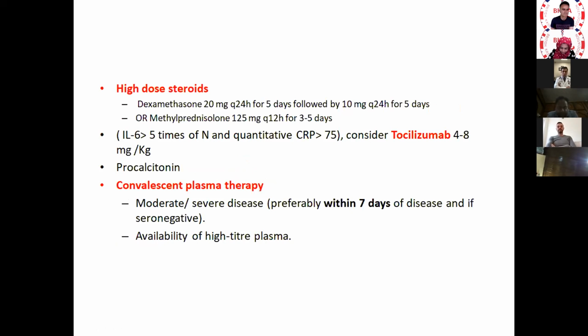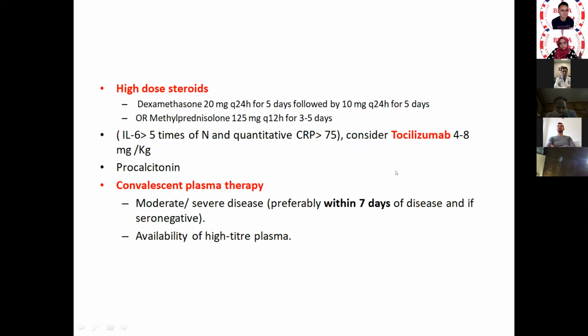In our patient population, we use dexamethasone and methylprednisolone in low conventional doses, around 6 milligrams of dexamethasone and around 30 milligrams of methylprednisolone in patients who have moderate disease. But in the intensive care unit, in patients with severe disease on a ventilator, we are using high dose steroids for around 3 to 5 days.